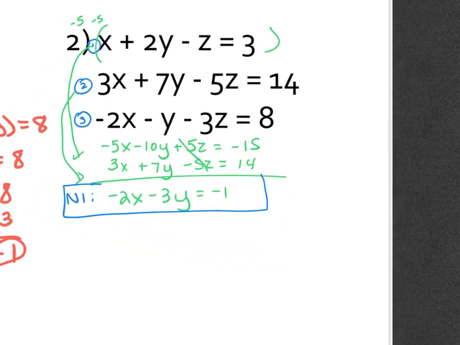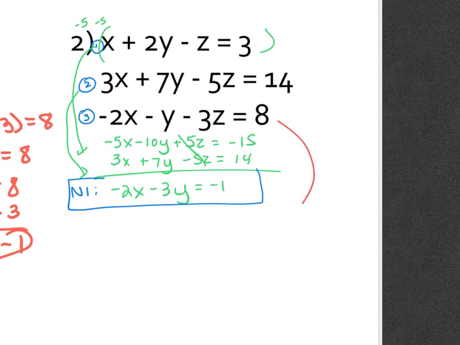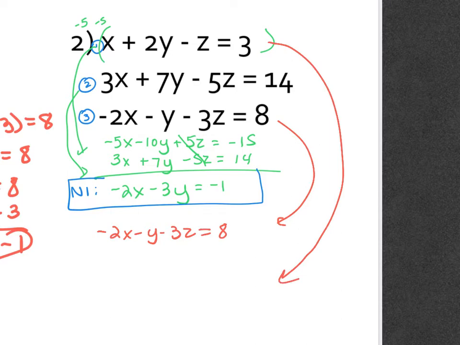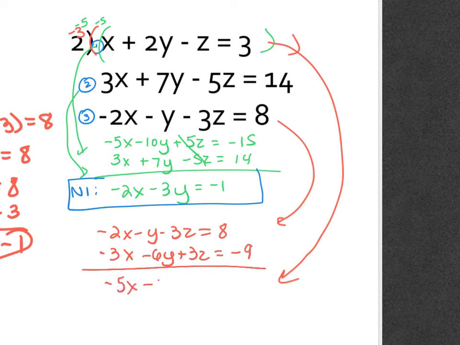Then I have to use 3 because I didn't use it the first time. And I have to cancel the same variable, which let's say we're going to cancel z. Okay? Easier to do is take number 2 and multiply it times a negative 3. And I get negative 5x minus 7y. These cancel equals negative 1. And that is new 2.